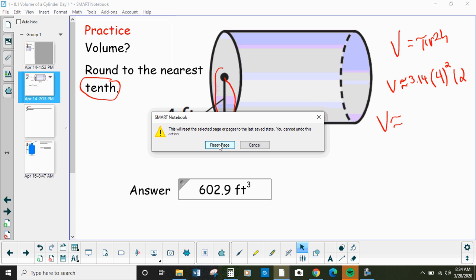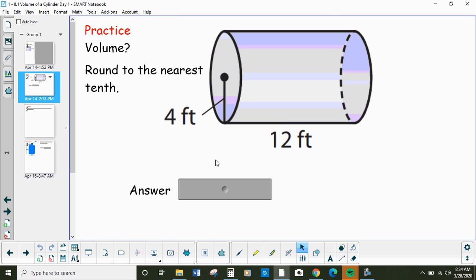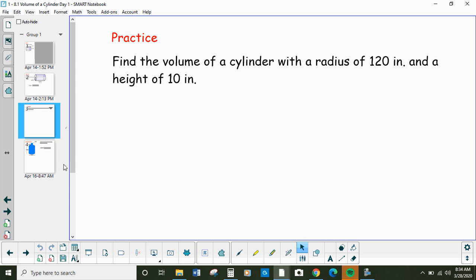Go ahead and redo that problem if you didn't get it correct first time. If you got it right, let's move on. Next problem. Pause the video now. Try this problem on your own first.